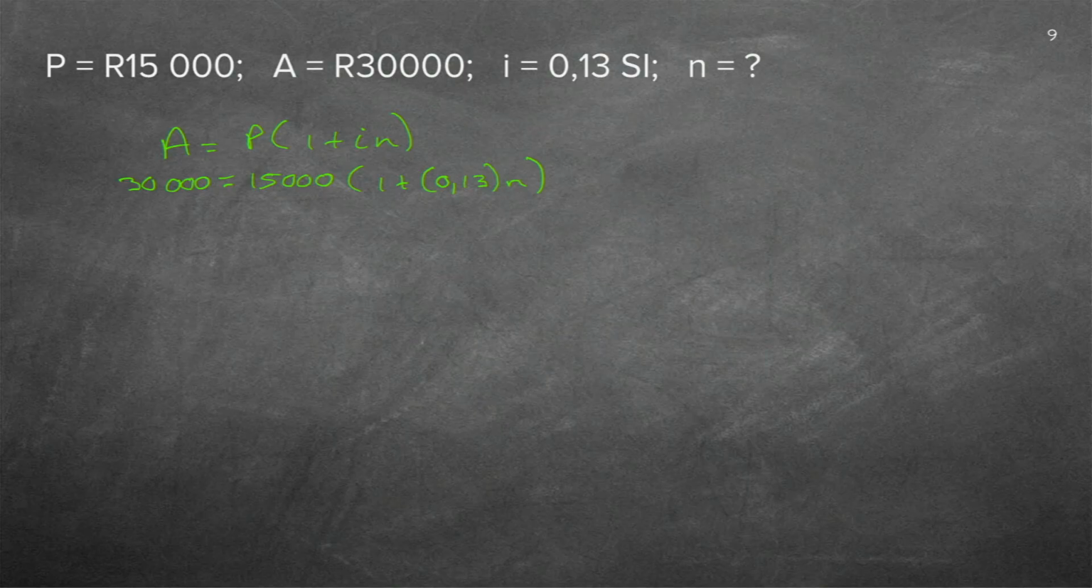Now I need to get that N all alone. And remember what you do to find something all alone? You take away from the furthest point. So the 15,000 is furthest. So if I take it to the left-hand side, I'm just going to write 2, because 30,000 divided by 15,000. Why do I divide? What does this bracket mean? Multiply. I need to do the reverse of that, so I divide. So 30,000 divided by 15,000 is just 2.